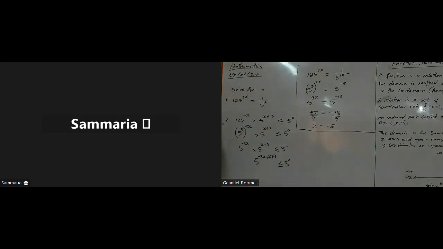Right, so what to do from here, sir? Now the bases are the same and equal. So we just drop the base, equate the powers. So we have negative 3x plus 3 is less than or equal to 0. And that's the power there. So we go ahead and solve that in the equation.